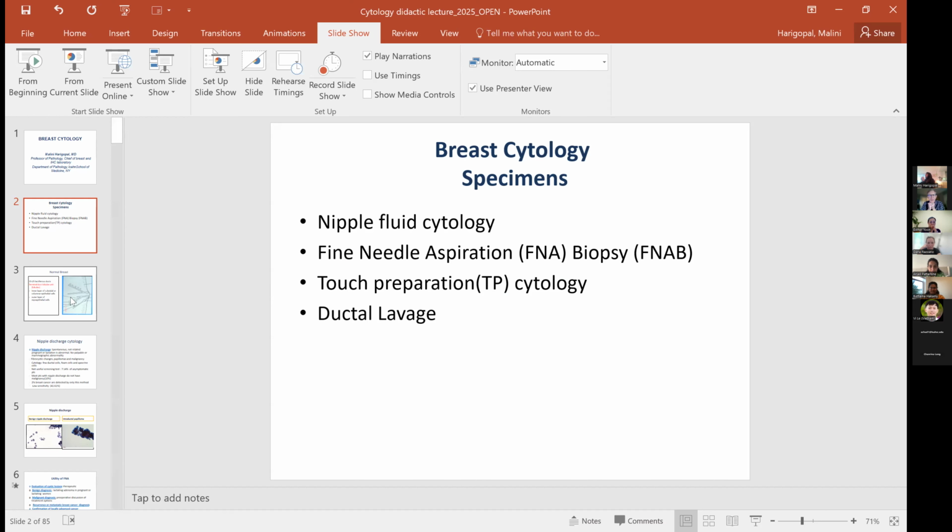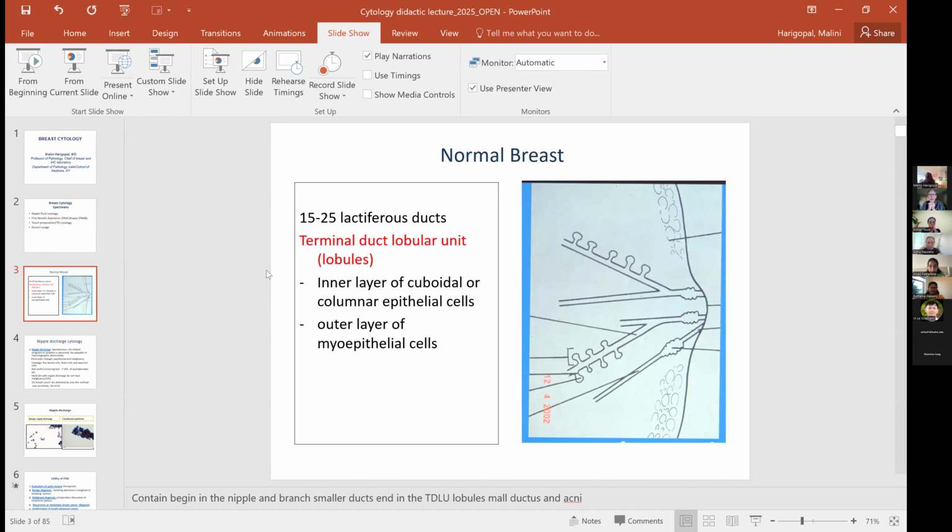So let's talk a little bit about the normal breast. The normal breast contains 15 to 25 lactiferous ducts. They originate here in the nipple, and then they branch as they go down into the breast parenchyma into small ducts and ductules, and finally end in the terminal duct lobular unit. And those are the acini.